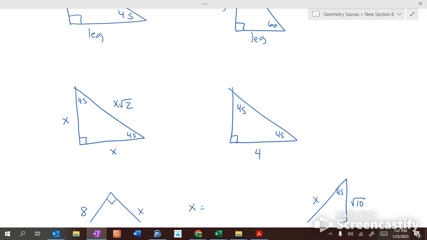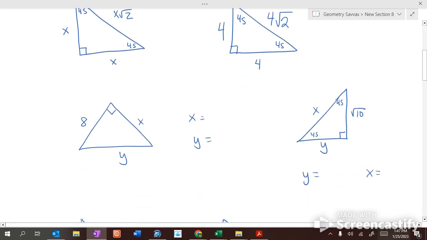Now, if we use the Pythagorean theorem, a squared plus b squared equals c squared, x squared plus x squared is 2x squared. If we take the square root of 2x squared, we get x square root of 2. Okay? So, if this side is 4, what's the other leg going to be? 4. And then your hypotenuse is just 4 times the square root of 2. That's the pattern. As long as you learn the pattern, you'll be good.